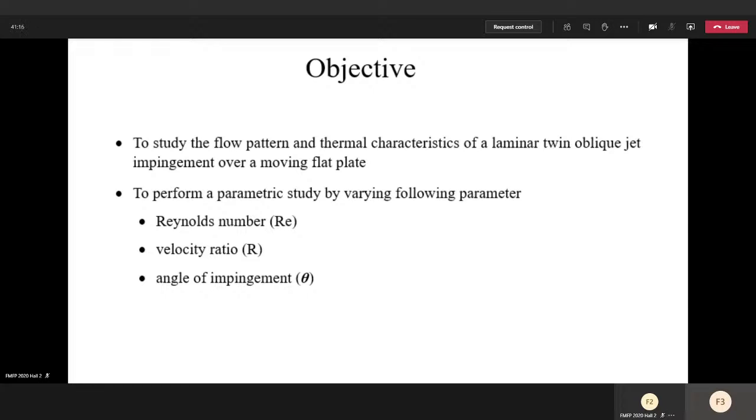The main objective of the research is to study the flow pattern and thermal characteristic of laminar twin oblique jet impingement over a moving flat plate, and also to perform the parametric study by varying the following parameters: Reynolds number, velocity ratio, angle of impingement.